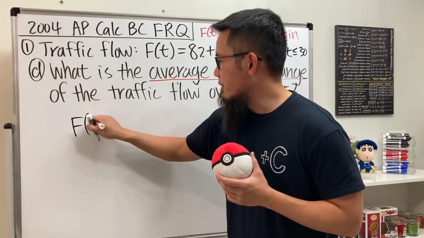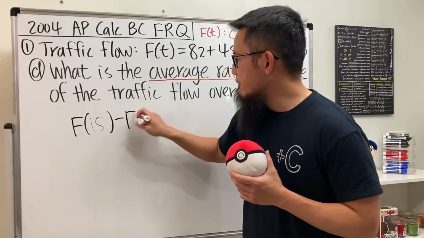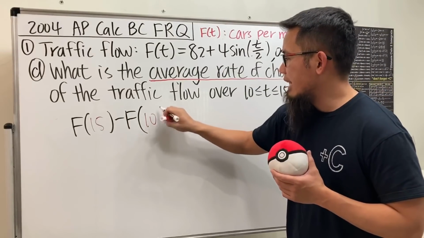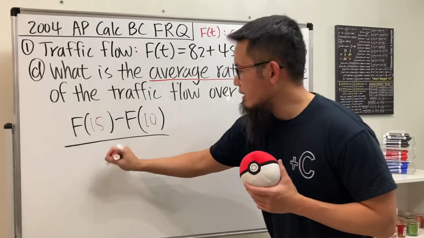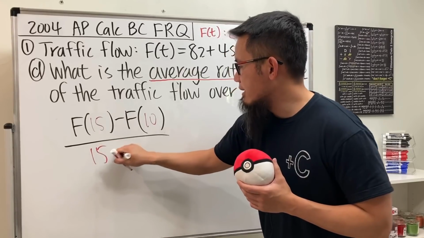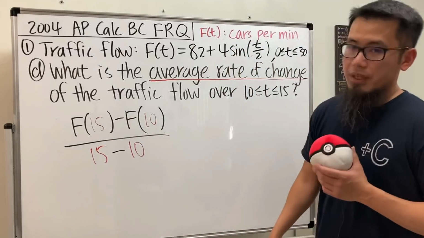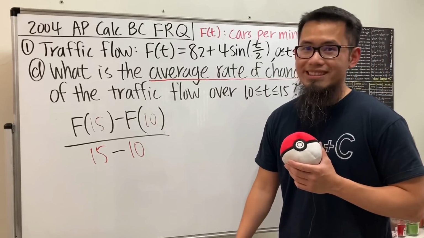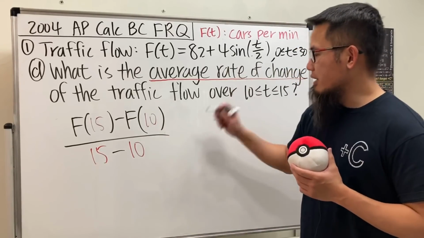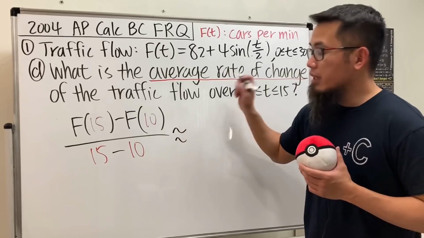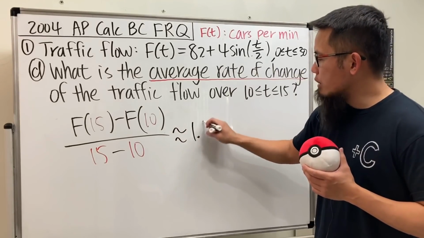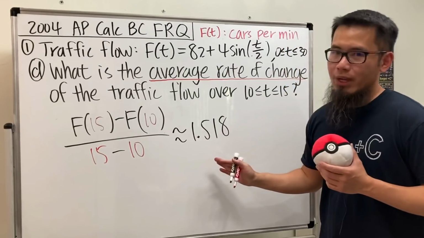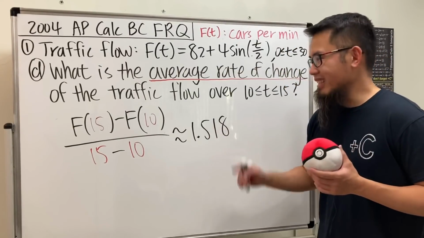So we have f of 15, minus f of 10. So put down the 10 into here, right? So we have f of 10, and then divided by 15 minus 10. So here's the deal. The average rate of change is just the slope between the endpoints. That's all. And again, you can just plug in everything onto your calculator, and that will tell you this right here is approximately 1.518. In fact, it's just 0.1 away from the golden ratio. I think it's pretty cool.